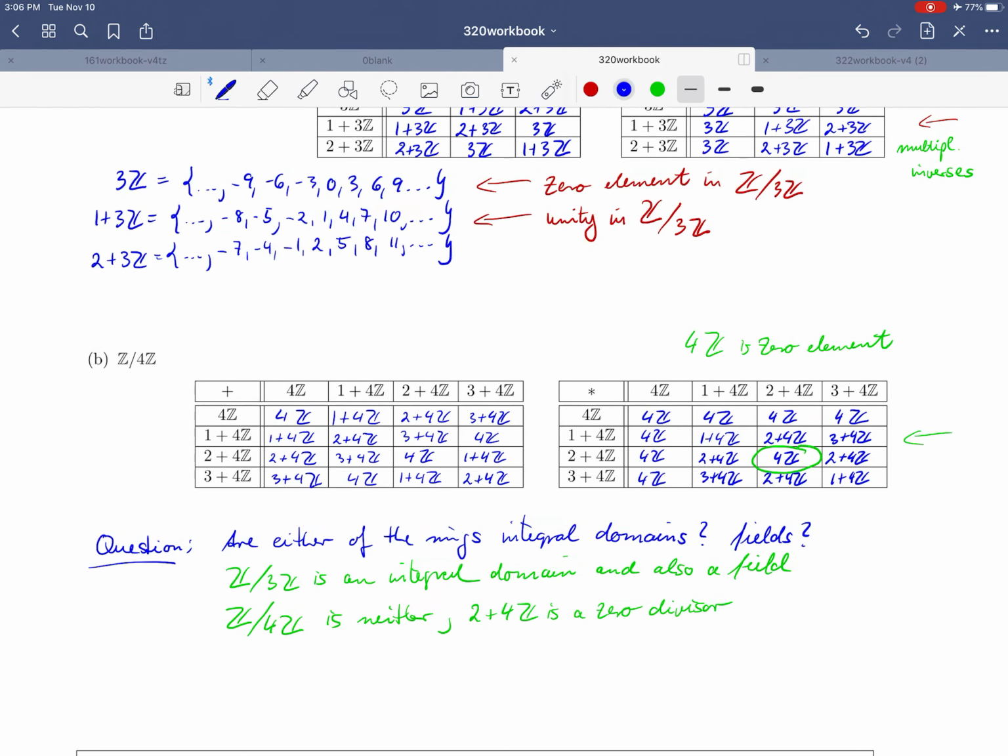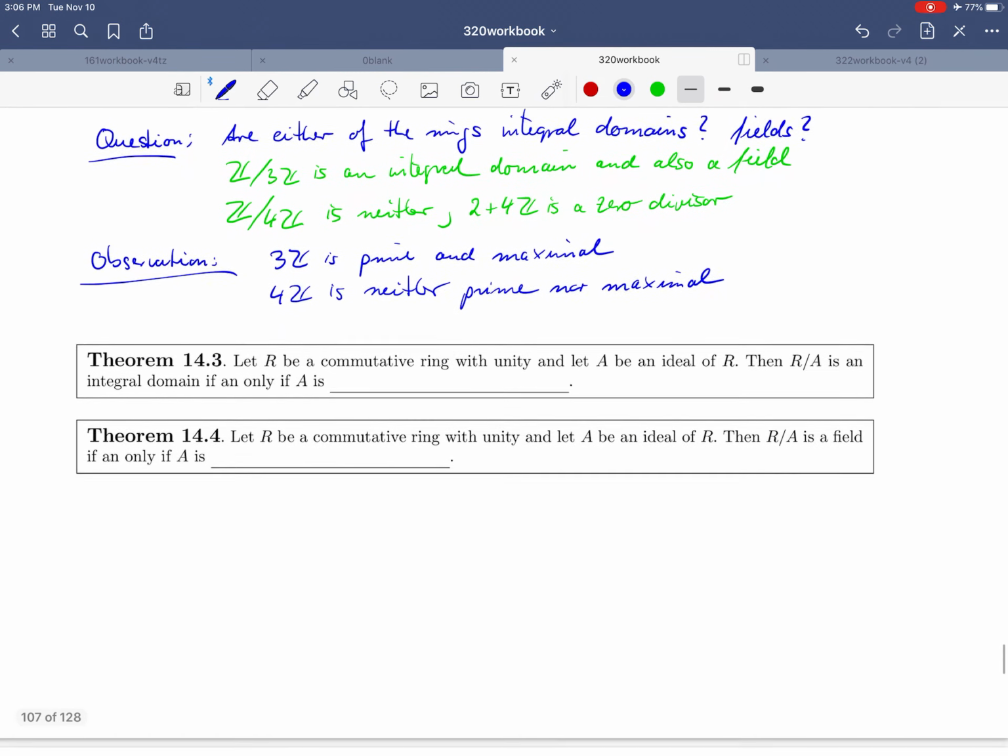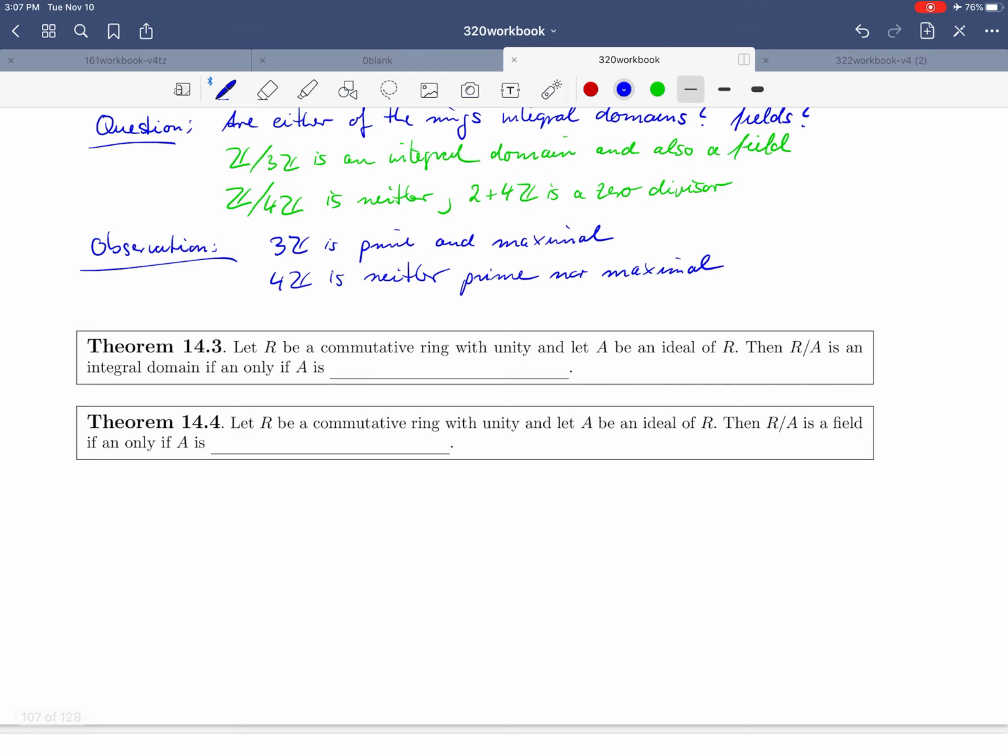So this is an observation that it's worth writing down. So 3Z is prime and maximal as an ideal, and 4Z is neither prime nor maximal. And it turns out that a prime ideal will guarantee that your factoring is an integral domain, and a maximal ideal will guarantee that your factoring is a field.